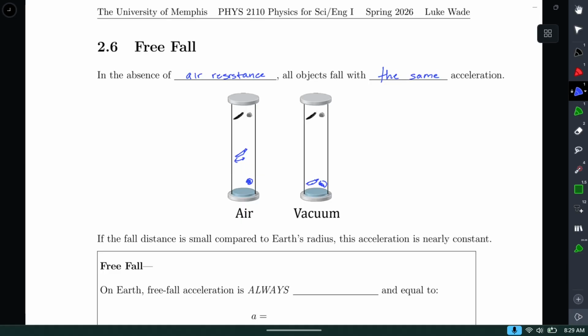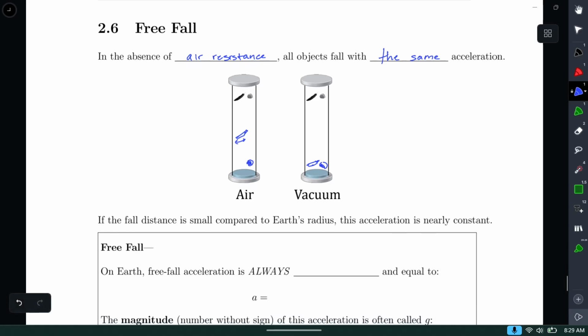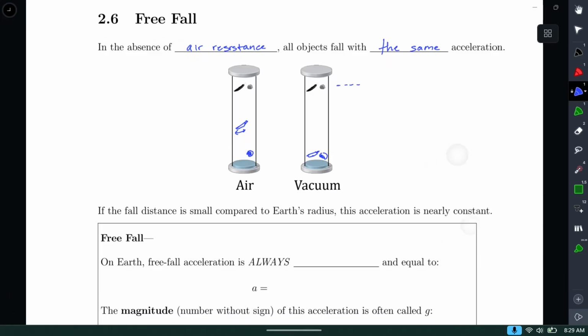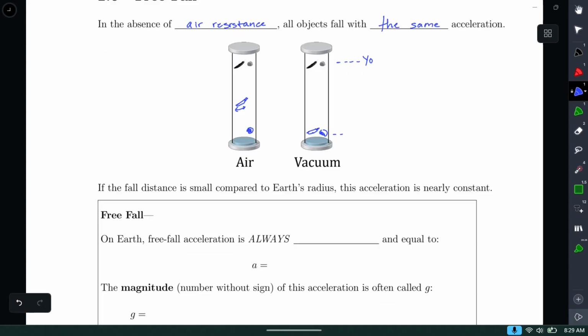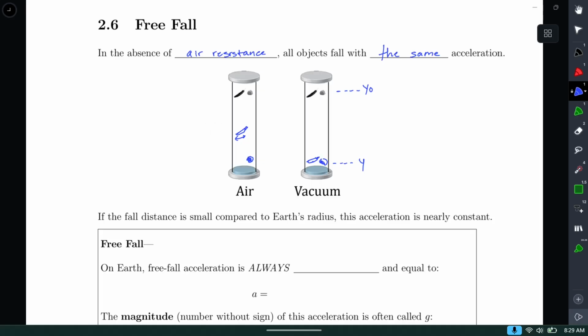So, we have established that if you can take away the air, everything falls at the same rate. The next natural question is, what is that rate? How much speed do things gain each second when they're falling? And we can set up an experiment for that. I can say, all right, let's call this my initial height, y0. And I'll call the bottom of the chamber y final. All I have to do is treat this as a kinematics problem. I'll use y now since it's vertical motion.